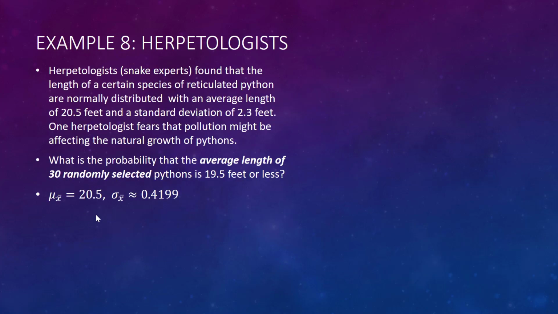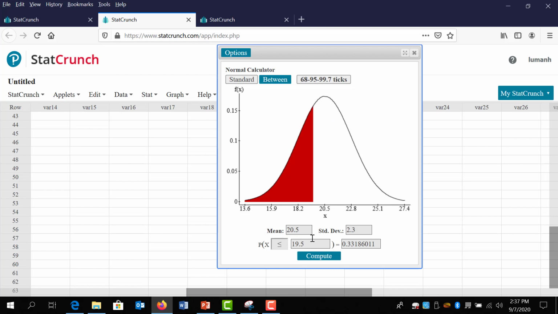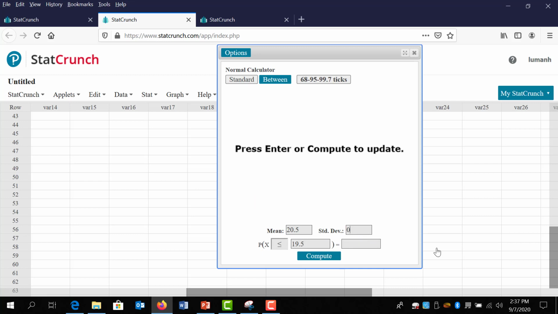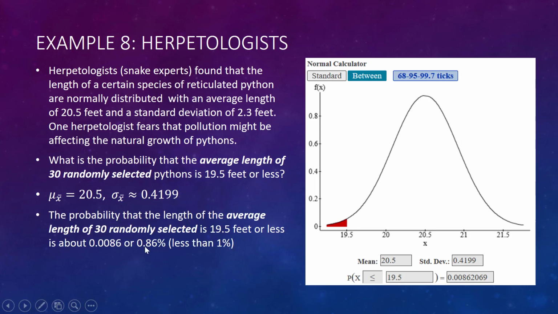So now that we are equipped with this new information, we can use StatCrunch to calculate this probability. So let's look at our normal calculator. Our mean, 20.5, is not going to change. But what is going to change is our standard deviation. It is now 0.4199. Nothing else changes. We still want to find the probability that our, in this case, sample mean is less than or equal to 19.5. So now that we're back in our PowerPoint, we can see that this probability is quite small. The probability is about 0.86%, which is less than 1%.